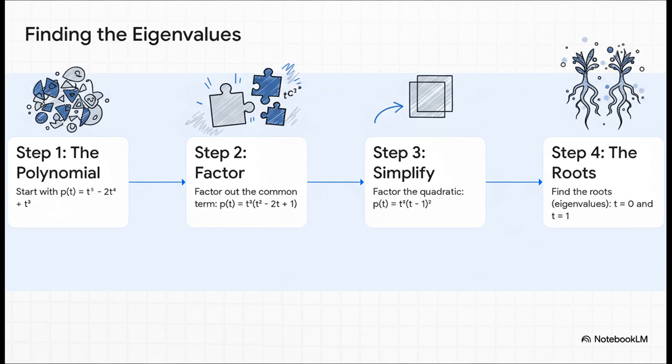First, you can see that every term has at least a t cubed in it, so let's just pull that out front. And what does that leave us with? A simple little quadratic, t squared minus 2t plus 1. And hey, you might recognize that. It's a perfect square, just t minus 1 squared. Now, it's super easy to see what the roots are.